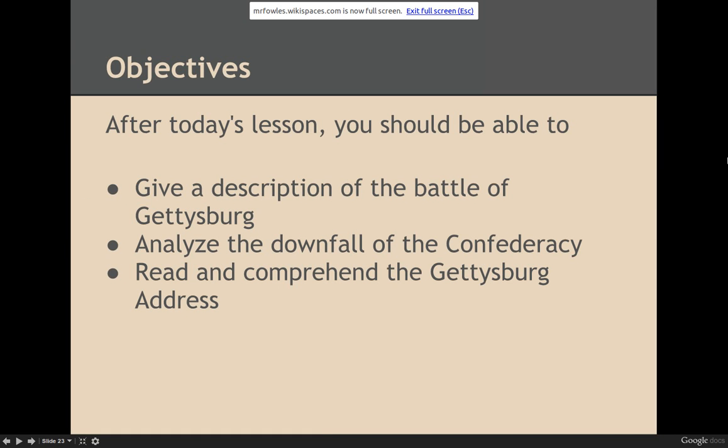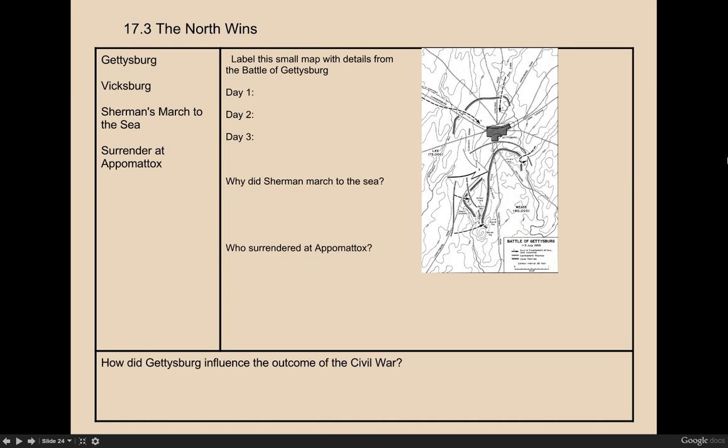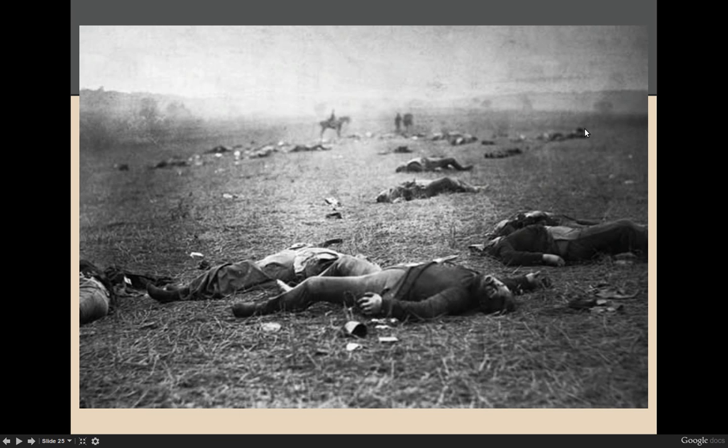So what we're going to do is talk about the Battle of Gettysburg, mostly. Kind of talk about the downfall of the Confederacy, at least the Army of Northern Virginia, and then at the end, the Gettysburg Address. These are the notes. This is a map I want you to think about filling in as you watch this.